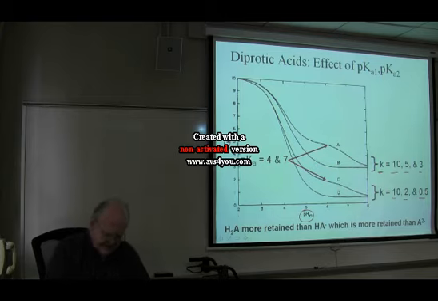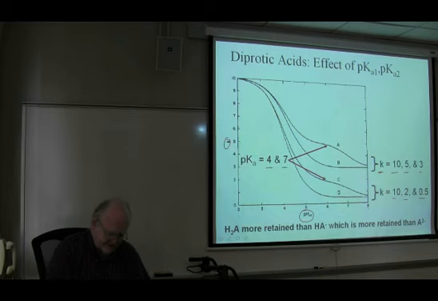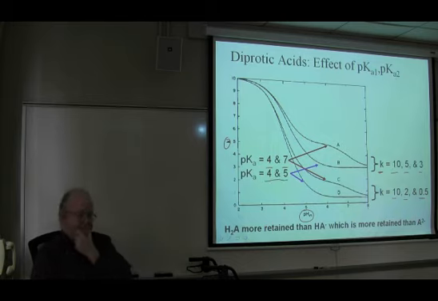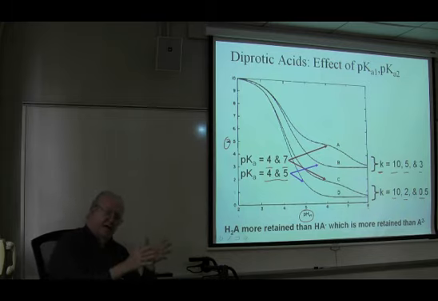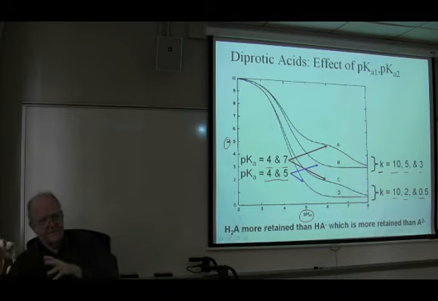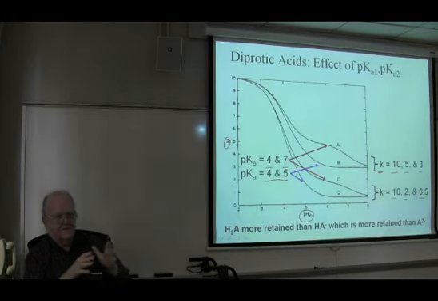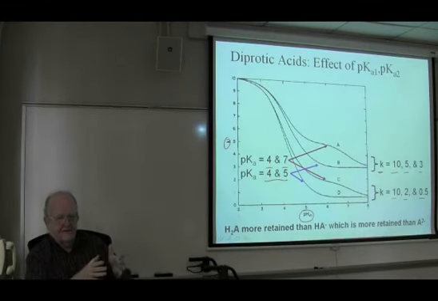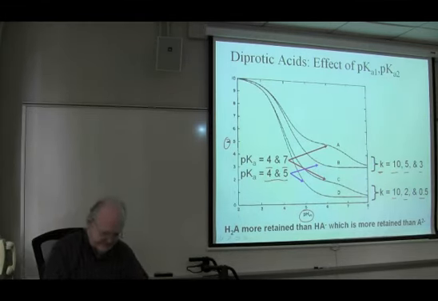Curve A and C, the pKa's are 4 and 7. And curves B and D, the pKa's are 4 and 5. So the pKa's influence the curves, and the retention factors of the 3 species influence the curves. You can get all kinds of shapes now. Now these are just dicarboxylic acids.